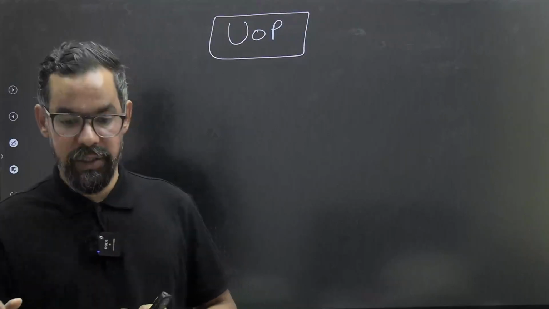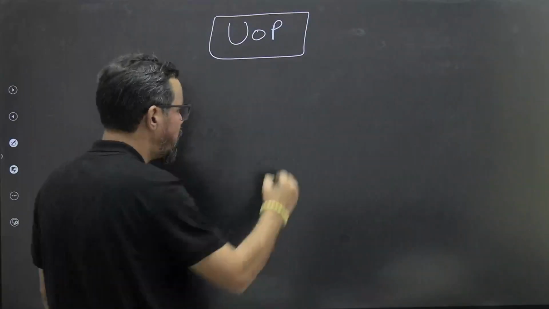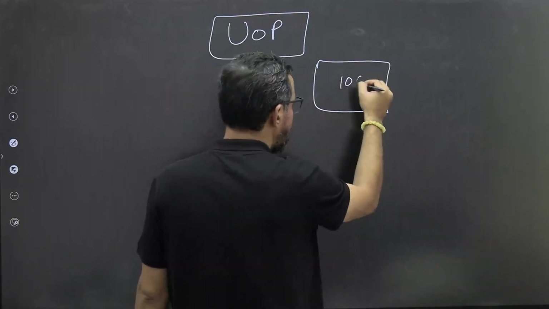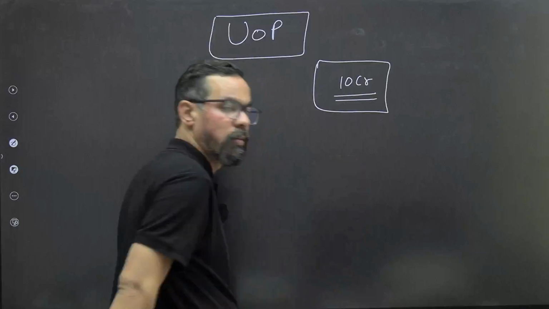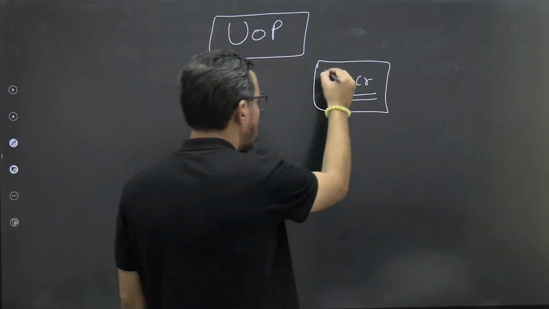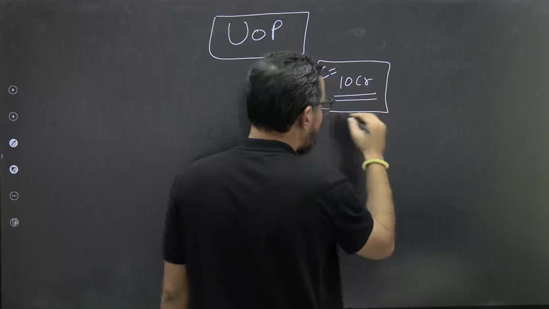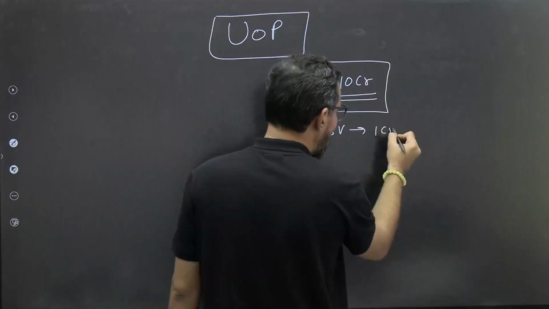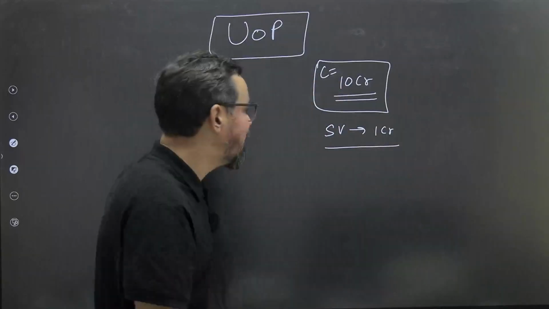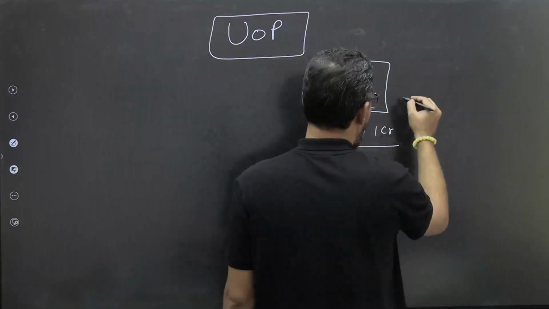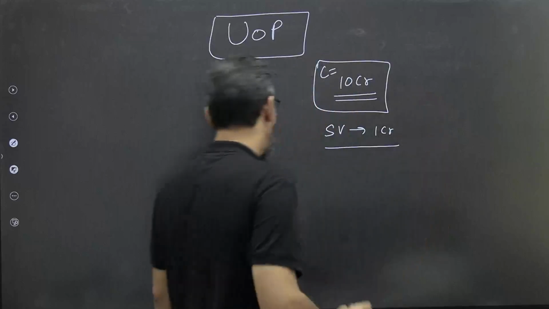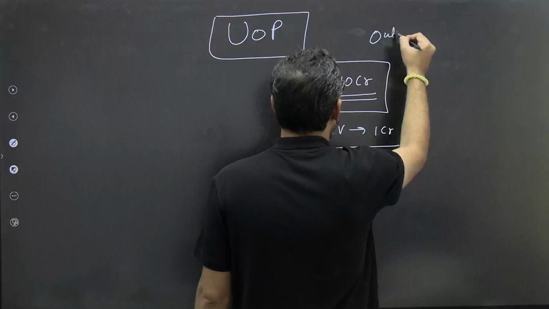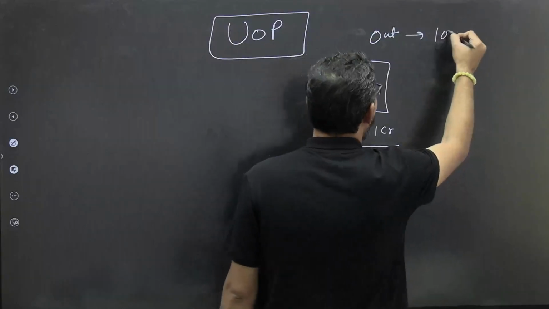Usage means, let's say we purchase a machine, we spend rupees 10 crore on this particular machine. So this is your purchase cost, cost is 10 crore. The salvage value is, suppose, 1 crore at the end of the asset's life. And the third one is, in simple terms, the expected output from this machine is, suppose, 100 crores.